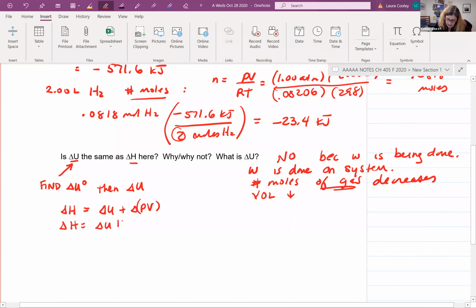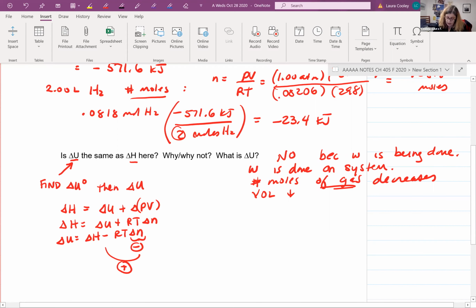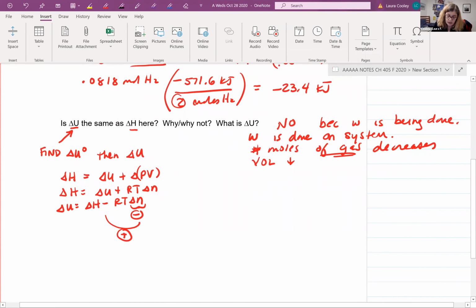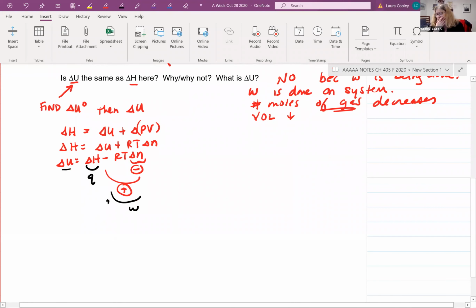And this would be RT delta N. And then I reverse it. Delta U is delta H minus RT delta N. And then you could see, because this delta N is negative, that again, we have a positive work contribution, because of course this is Q and this is W, because that's the first law. Delta U is Q plus W. And Q is delta H here because the pressure is constant. It's not always delta H, that's for sure, but it is here.